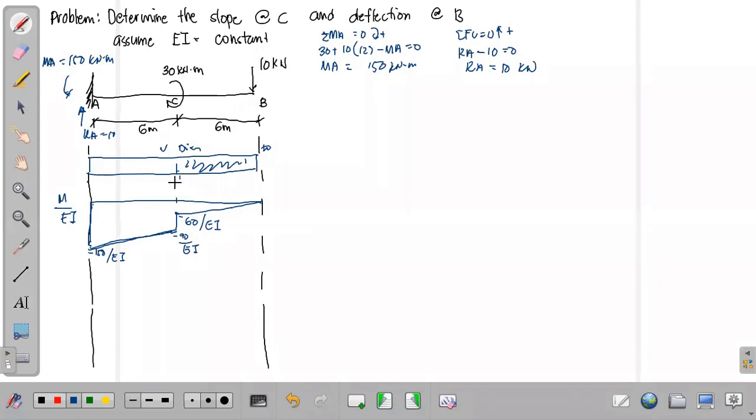After solving for the moment diagram, we have to draw the elastic curve of our beam. This is very important in formulating your equation to solve for the slope and deflection. So when we draw the elastic curve, this is A and this is B. At A it is a straight line, since we have no deflection and no rotation at A. Then it goes down toward the free end, so it is a curve, not a straight line. This is A, this is C, this is B.